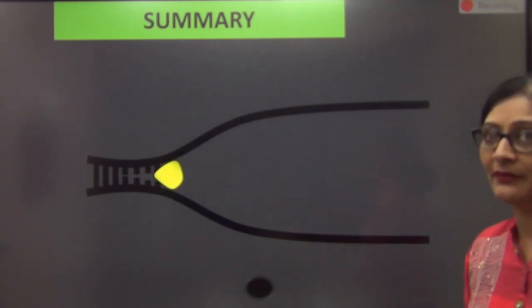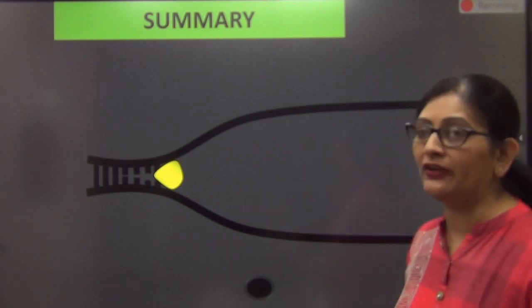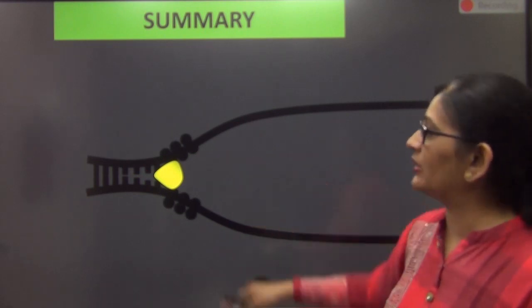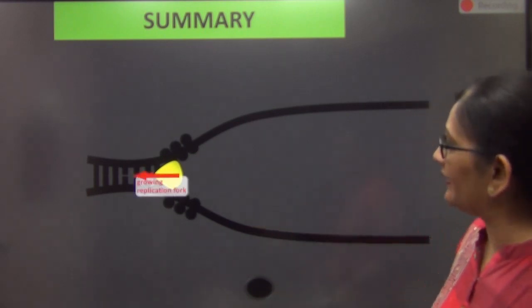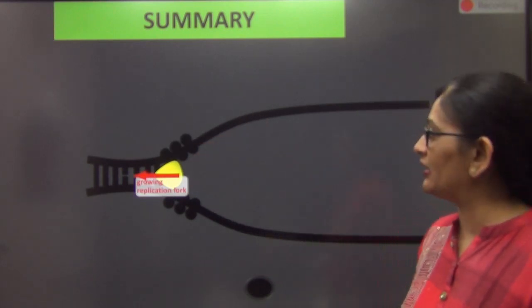So let us have the summary once again. First we have the enzyme DNA helicase. It helps in unwinding of the DNA. Then we have the single strand binding protein. This helps to keep the DNA single stranded. Right? Then we have a typical Y-shaped structure coming up. This is called a replication fork.